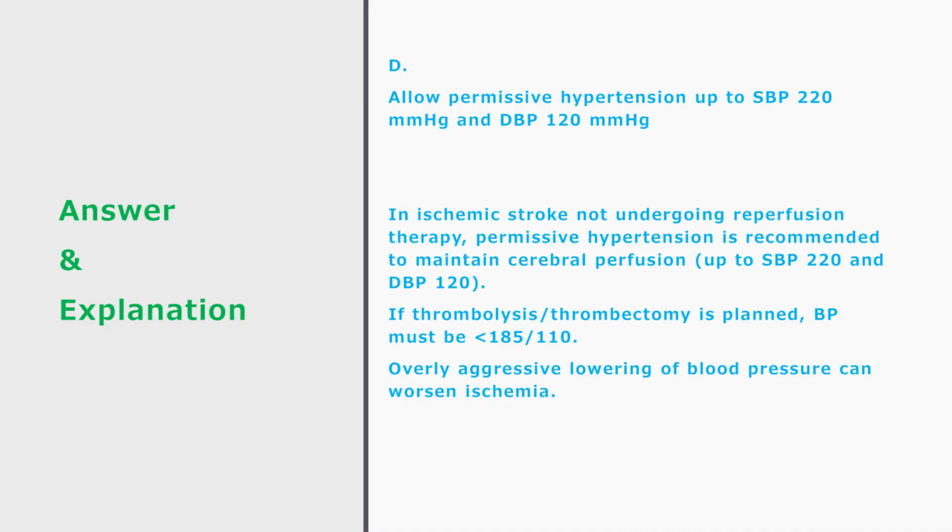In ischemic stroke not undergoing reperfusion therapy, permissive hypertension is recommended to maintain cerebral perfusion up to systolic BP 220 and diastolic BP 120. It means blood pressure below these values should not be reduced. If thrombolysis or thrombectomy is planned, BP must be below 185/110 mmHg. Overly aggressive lowering of blood pressure can worsen ischemia.